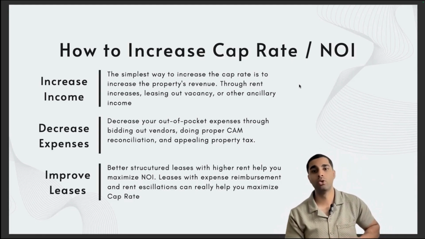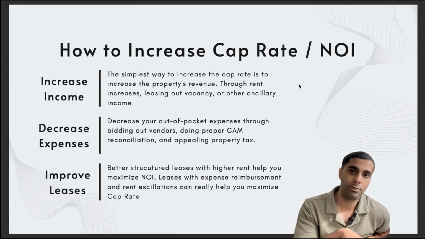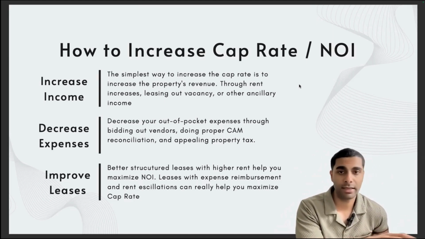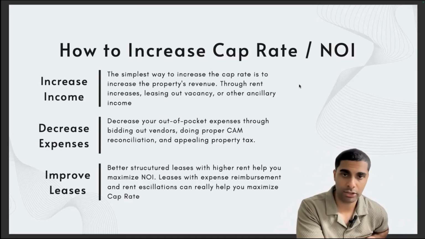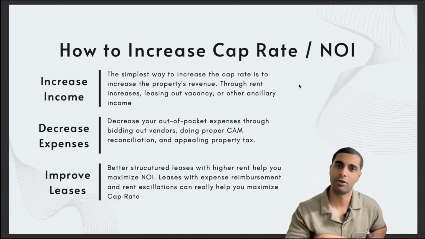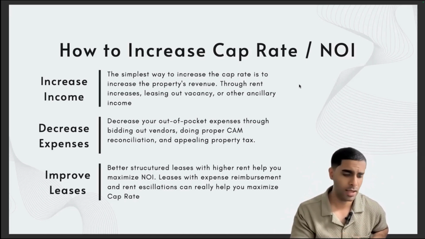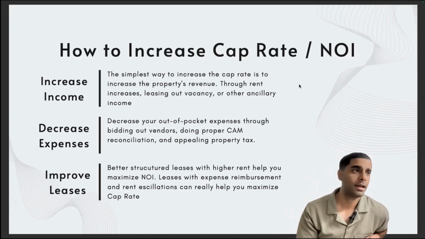The last one is improve leases. So what does that mean? Better structured leases help you maximize NOI. Through the CAM reconciliation, it's one of the easiest ways to increase your cap rate: buy a building with gross leases, meaning you're paying all the expenses. I call them gross leases because they're gross, they're disgusting, meaning the landlord is paying all the expenses. This is very common in retail, industrial, and some of the other asset classes.